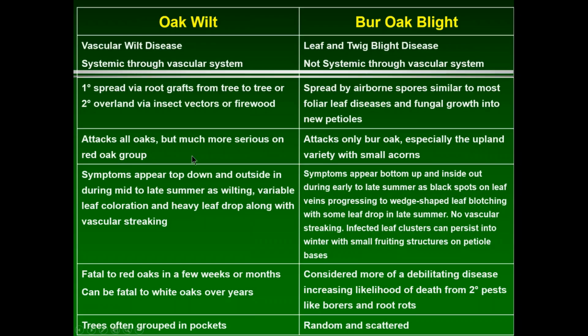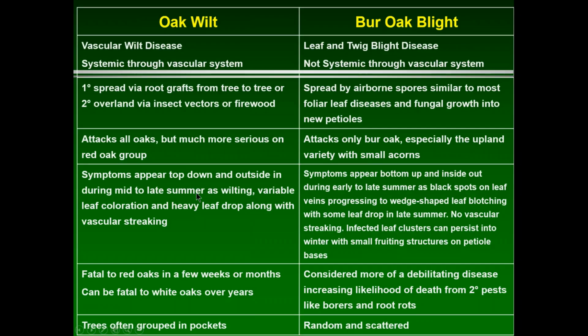Oak wilt will attack all oaks, but is much more serious on the red oak group compared to the white oak group, which does include the bur oak. Bur oak blight tends to attack only bur oak, especially the upland variety with the small acorns. I did mention a little bit at the beginning of the program, there have been some foliar symptoms found on swamp white oak. However, those were thought to be somewhat unusual because the trees were closely associated with bur oaks that had the symptoms.